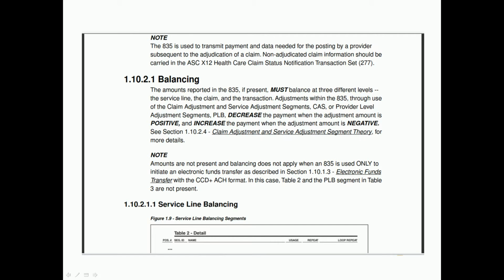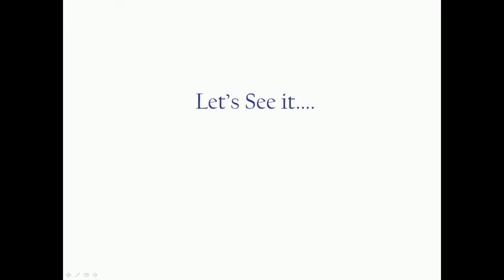Those balancing requirements are laid out in the technical guide for the 835, and here's just a small snippet of that section. So this is the section we use to write the logic for the balance checker. Let's take a quick look at it.